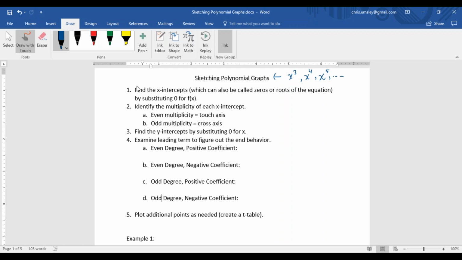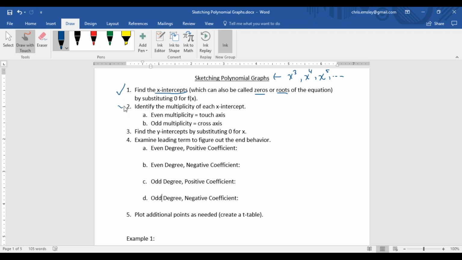So the steps we want to take when we are sketching these polynomials is, first up, we want to find the x-intercepts. And finding the x-intercept of a polynomial is just like finding any x-intercept. You put 0 in for f of x or 0 in for y. Sometimes we call these in a polynomial the zeros or the roots of the equation.